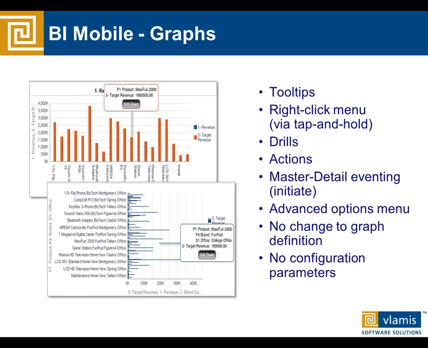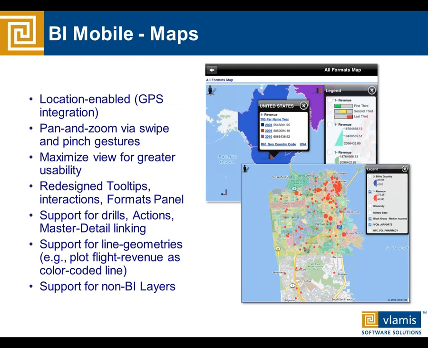And really, you don't have to change anything in your graph definitions. Once you develop on the PC, they are accessible immediately on the iPad. It's not a separate application. You just develop everything in OBIEE, and it's displayable on the iPad. When it comes to maps, it is location enabled. You can pan and zoom via typical swipe and pinch gestures, and you can maximize the view. One of the things that's new is the support for line geometries. So you can see flights from one city to another. BI content that can be enabled on a line as opposed to a point is displayable as well.